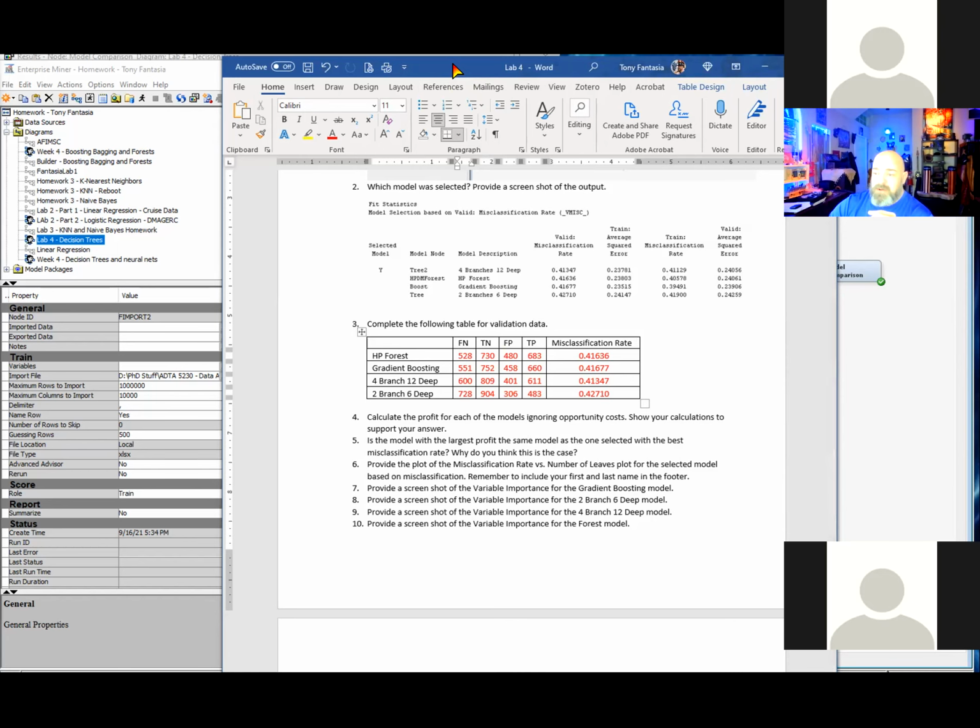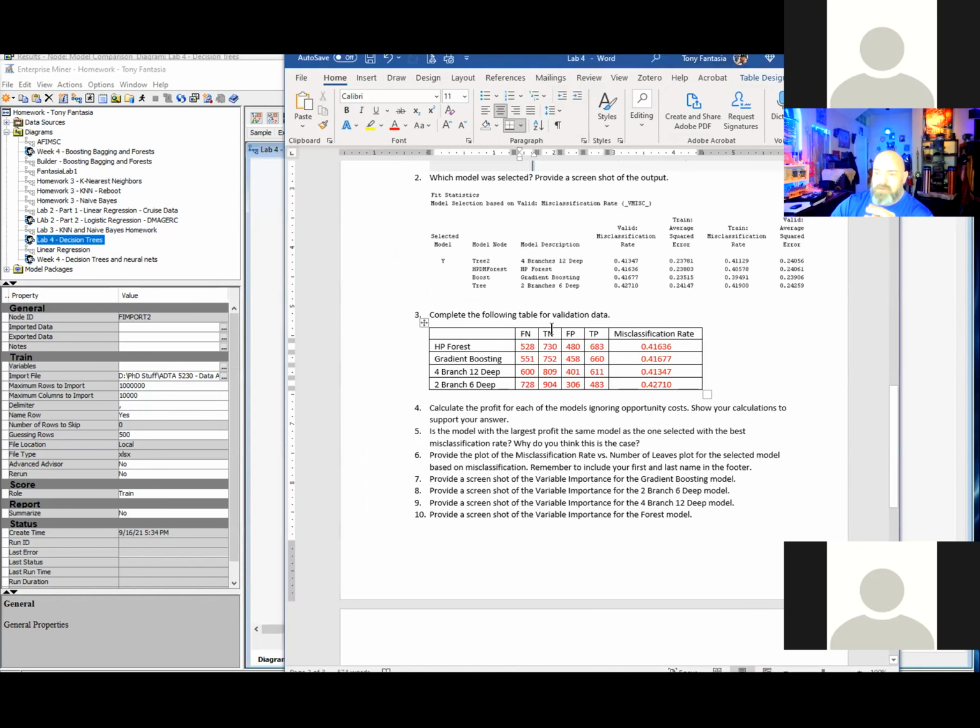Scott, did you see a correlation in your results between the model, from what I remember, the best model they said was the 4 branches, and that had the lowest misclassification. Did you get the highest profit from the 4 branch 12D? No, the highest profit came from the forest. Okay.